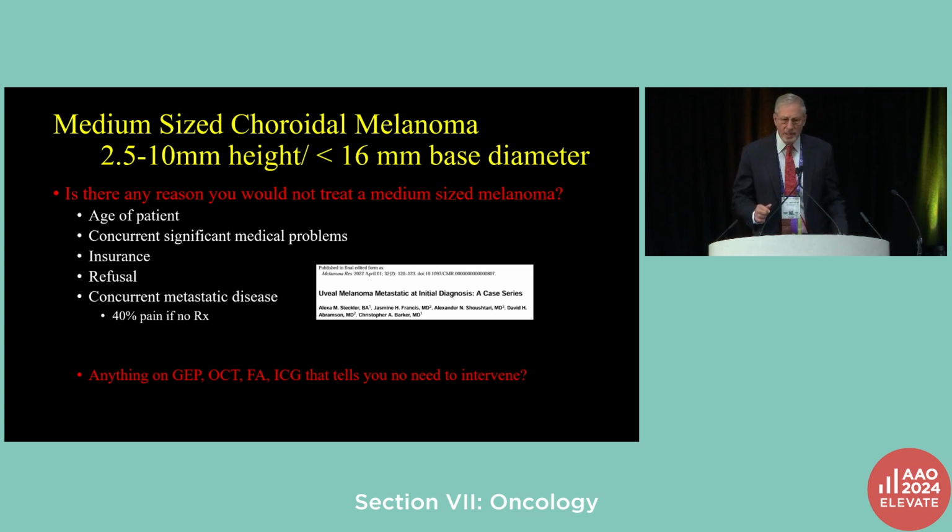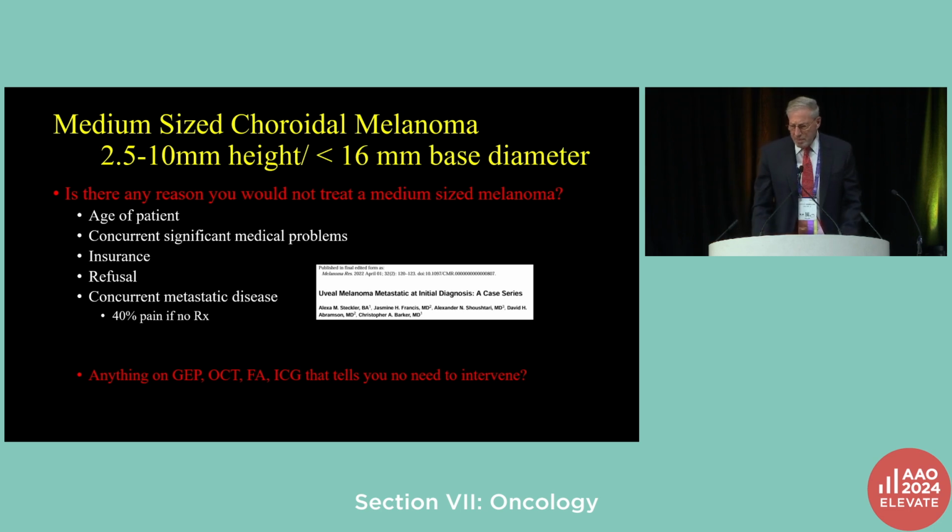I can think of a few things. Age of the patient, obviously concurrent significant medical problems, sometimes insurance, sometimes patients refuse treatment. My policy always was, for those few patients that you detect metastatic disease at the diagnosis of the ocular tumor, hold off on putting them through anything. They're not going to survive very long, and just deal with the metastatic disease.